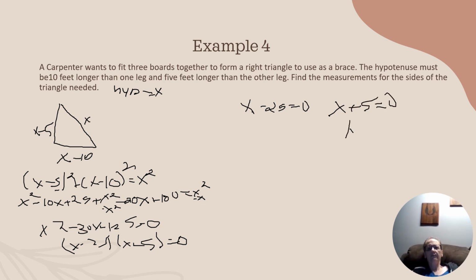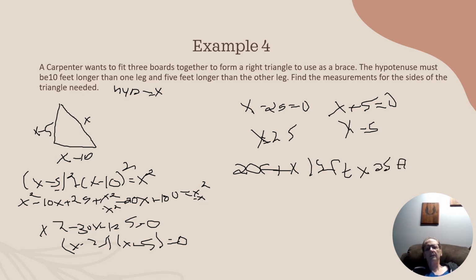That gives me x is negative 5, which is not possible. Can't have a negative hypotenuse. This gives me x is 25. So my hypotenuse is 25. So let's find my other ones. So x minus 5 would be 20. These are all in feet. 25 minus 10 would be 15. And then my hypotenuse is 25 feet. So those are the three measurements of the sides of the triangle.